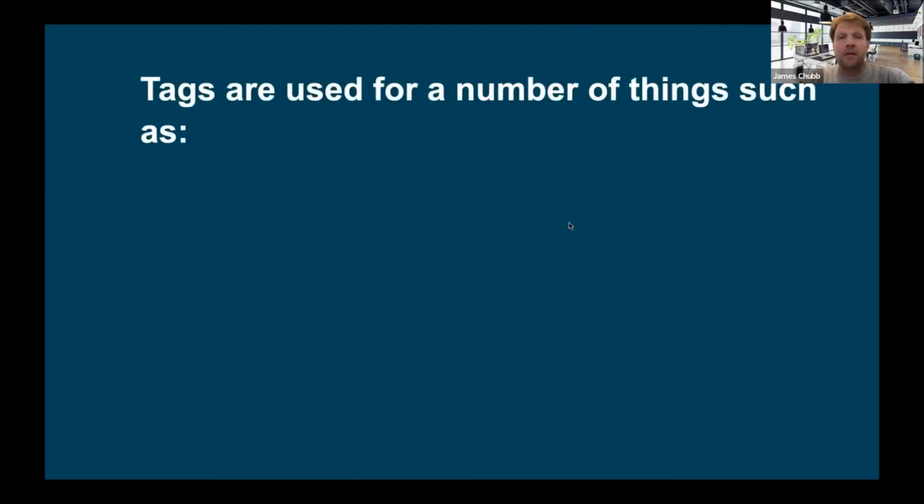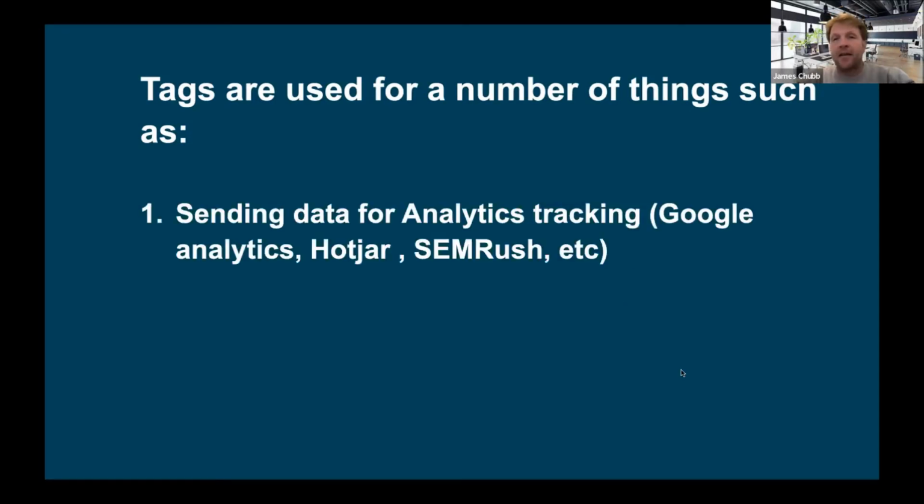They're used for a number of different things, such as sending data for analytics tracking. This is actually one of the main uses, one of the biggest uses of the Tag Manager. There's lots of different analytics tracking systems, of course Google Analytics, but also things like Hotjar, which measure just where people are moving around on your site with the mouse, SEO tools, etc. So many of the analytics systems need to include a little snippet to send the data about what people are doing on your site to the analytics system to track.